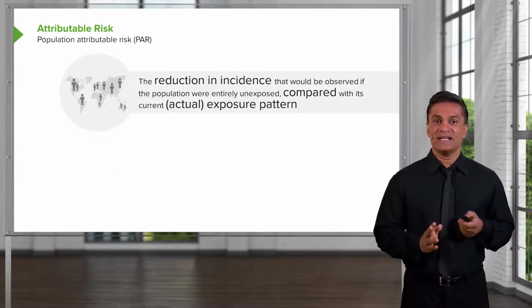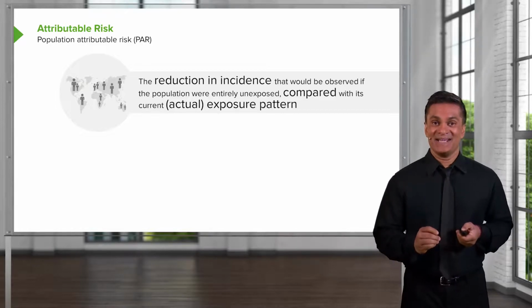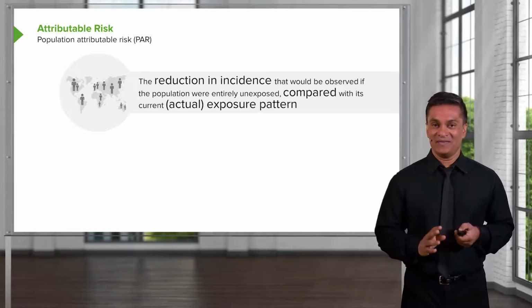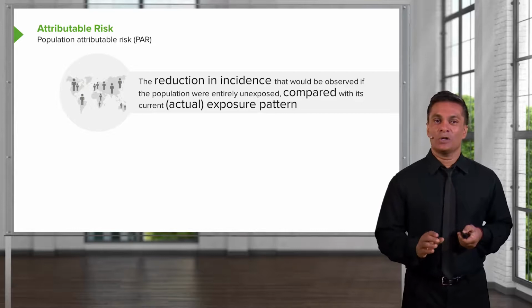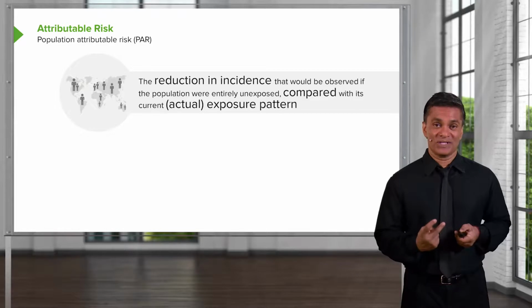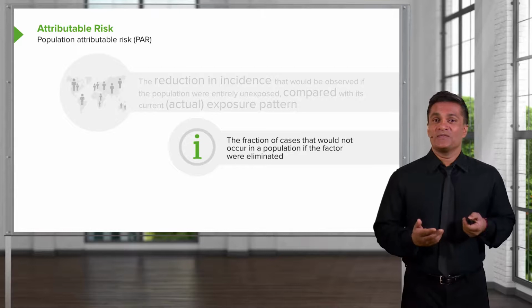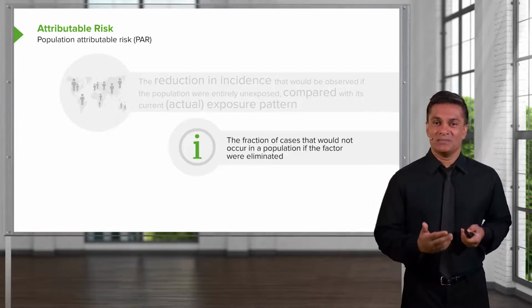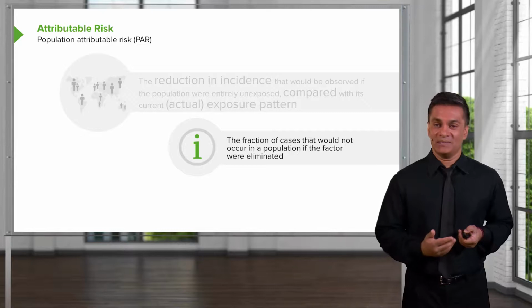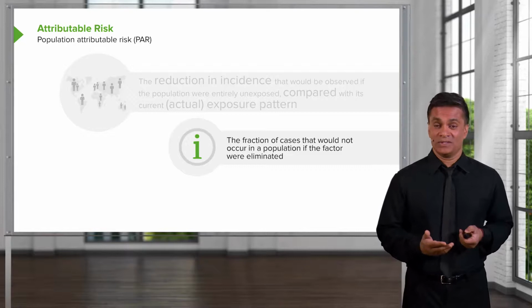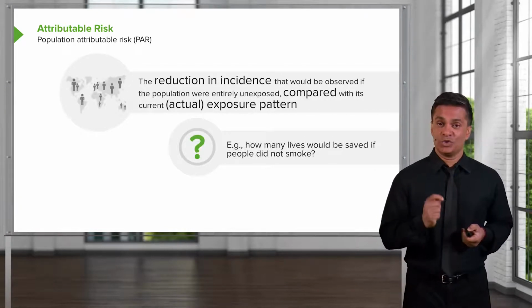Now, what we care about is the reduction in the incidence that would have been observed in the population if it had been unexposed, compared with the actual exposure pattern. That's a complicated way of explaining this. What we're talking about here is something called the population attributable risk. That's one of the two kinds of attributable risk that we're going to talk about. The PAR is one kind. The PAR is asking, what fraction of cases would not have occurred in a population if the behavior had been eliminated? In other words, if people didn't smoke, how many fewer cases of lung cancer would there be? That's the population attributable risk.